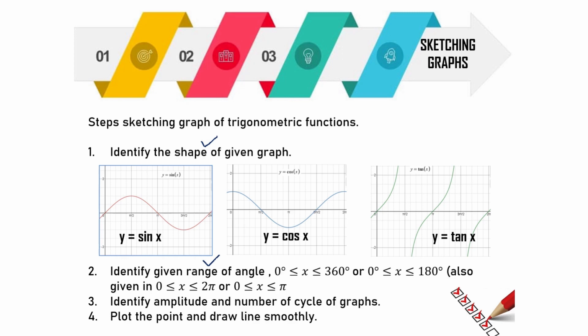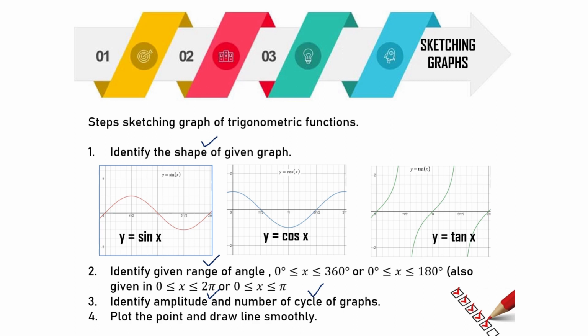And the third step, identify the amplitude and number of cycles of the graph. So for example, if you have y equal 2 sin x, that means you have an amplitude of 2, and this one will be -2. Okay, for the cycle, for example, if you have y equal cos 3x, so it should be 3 shapes of the graph of cos inside your graph, 3 cycles of it.